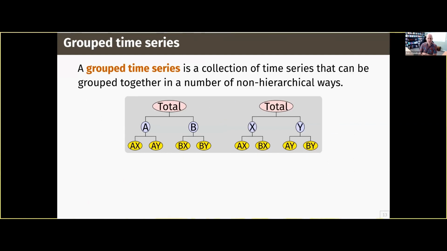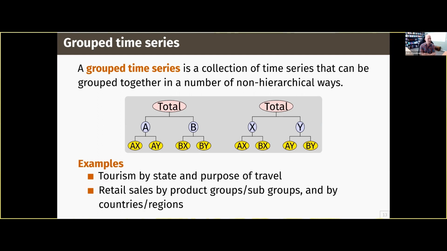They don't have to be strictly hierarchical though. A grouped time series can be a collection of time series that are grouped in some non-hierarchical ways. And some of the examples that we started with are like this. So if you split tourism by state and by purpose of travel, then they are not naturally nested within each other. You can split tourism by state and then by purpose of travel, or you can split tourism by purpose of travel and then by state. So you could write this as two distinct hierarchies.